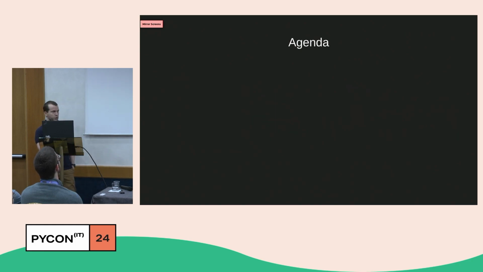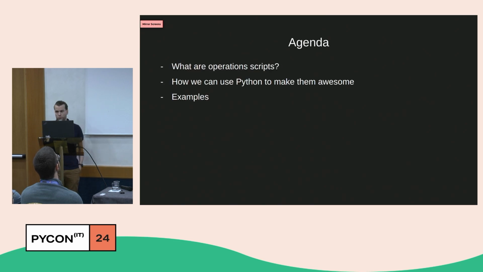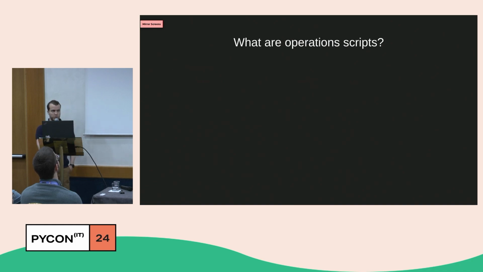All right, so just before we go through what's going on, just a quick agenda. I'm going to be talking about what operations scripts are, which is a term that I coined, so it definitely needs to be explained. Then we're going to go through how Python can be used to make them better, because Python is awesome. And then just go through a bunch of examples to prove my point and make me sound smart. All right, so just some definitions.